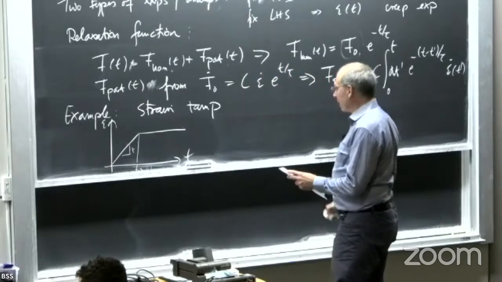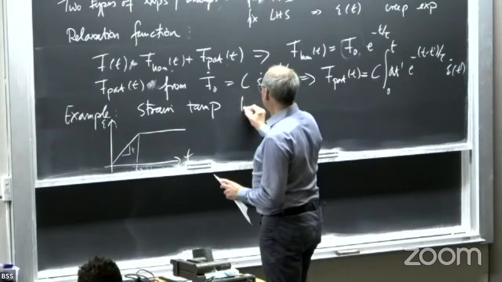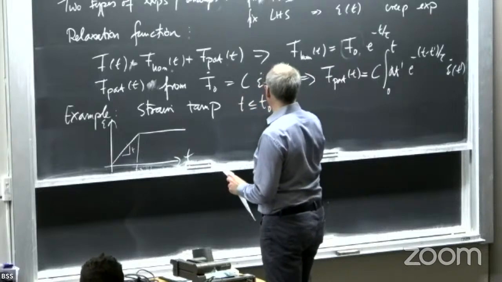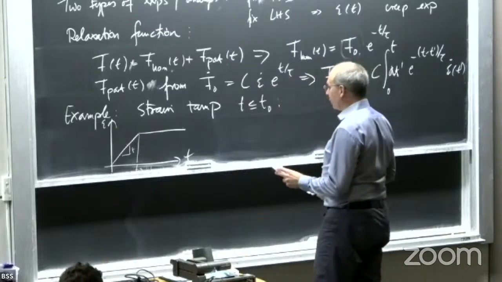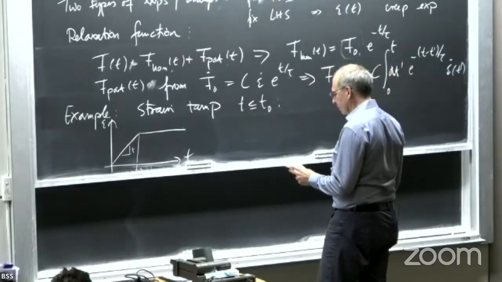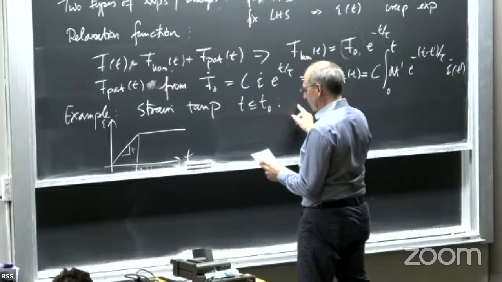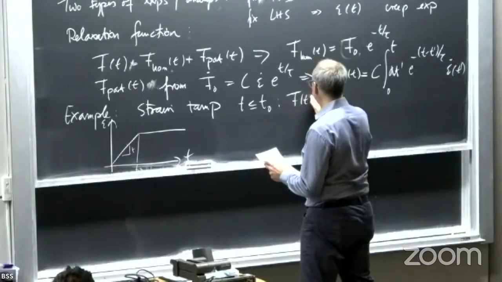So what you get is for time smaller or equal t naught, so for the ramp part, we would have this integral, which I just wrote. So let me really go step by step here.